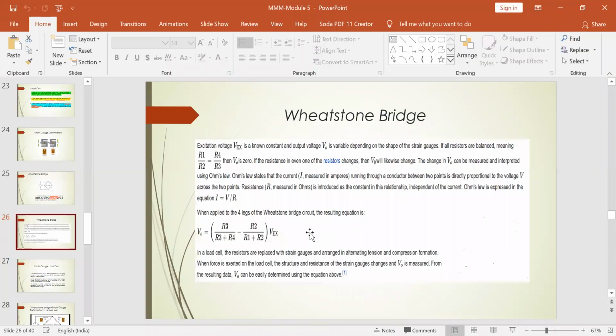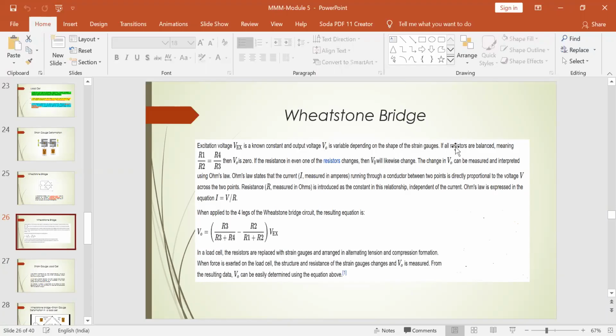Okay, so now before going into the strain gauge load cell, just focus on the Wheatstone bridge. The excitation voltage is represented by V suffix EX. It is also a known constant. The output voltage will be represented by V naught, which is variable. Depending upon the shape of the strain gauges you use, the output voltage will vary.